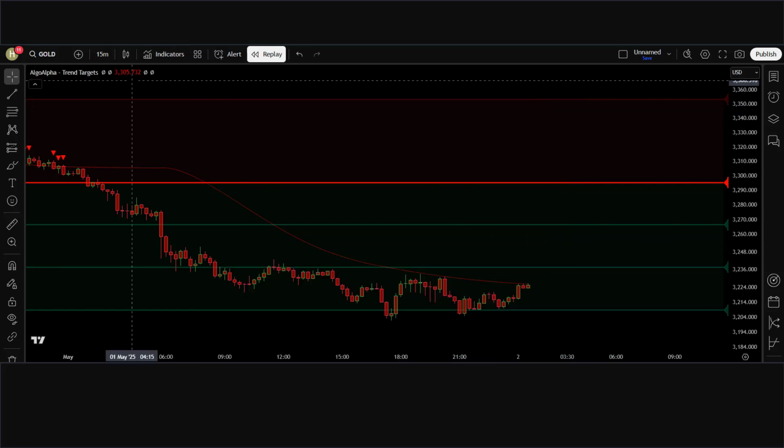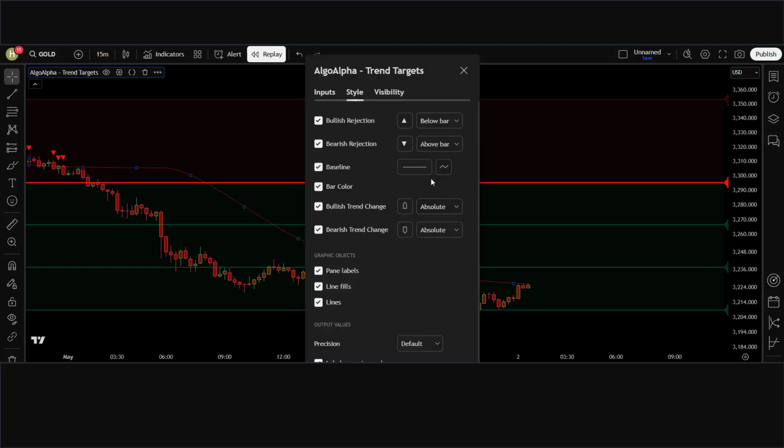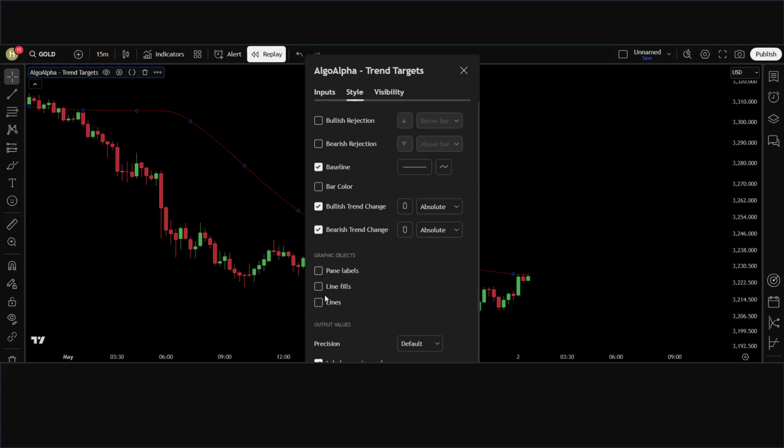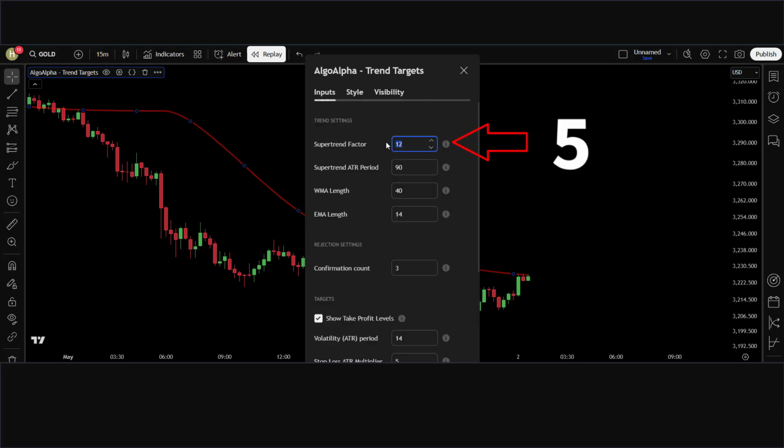Let's change the settings of the indicator. Hide some options. Now go to the Input tab. We have to change the Supertrend factor 12 to 5.